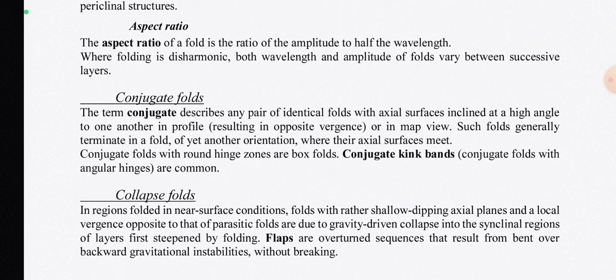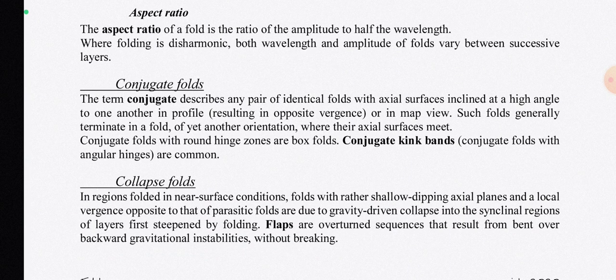Aspect ratio. The aspect ratio of a fold is the ratio of the amplitude to half the wavelength. Where folding is disharmonic, both wavelength and amplitude of folds vary between successive layers.